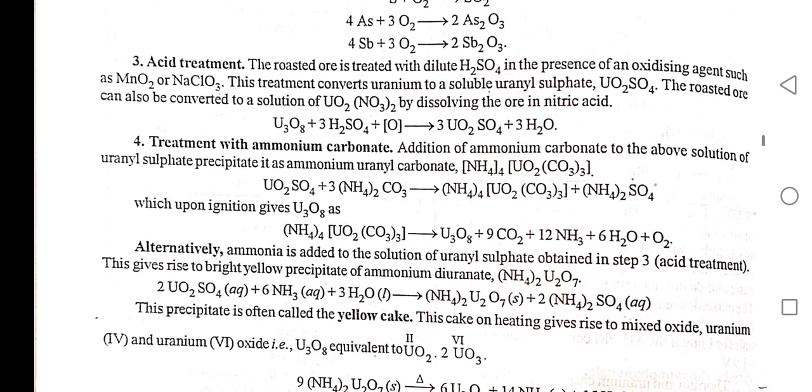Third, acid treatment. The roasted ore is treated with dilute H2SO4 in the presence of an oxidizing agent such as MnO2 or NaClO3. This treatment converts uranium to soluble uranyl sulfate, UO2SO4. The roasted ore can also be converted to a solution of UO2(NO3)2 by dissolving the ore in nitric acid.